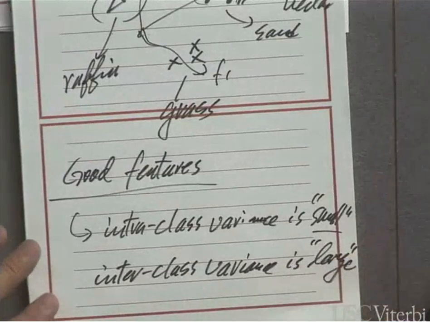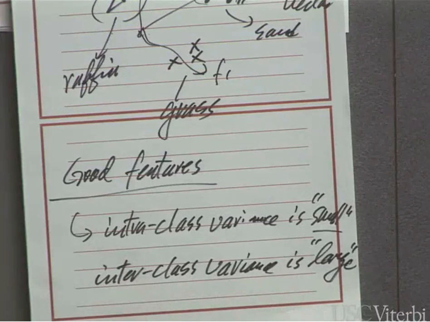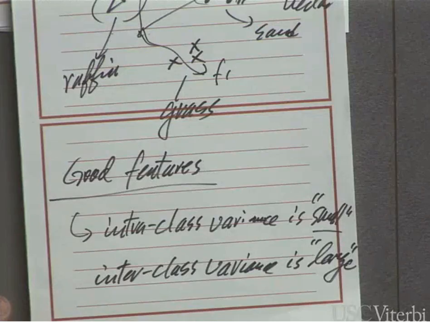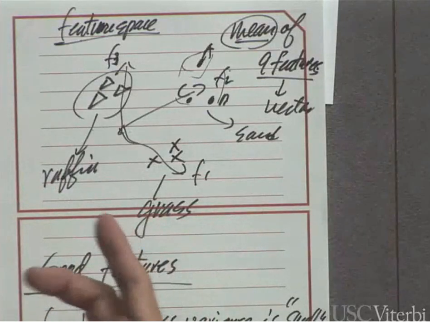It means they are from different classes, so they should be more separated. Okay, so inter-class variance is large. But if they belong to the same class, intra-class means the same class but different samples, the intra-class variance is small. That's a good feature. And bad features are when everything is mixed together, right? You cannot separate them, or everything comes together, then you don't know how to decide for this X.